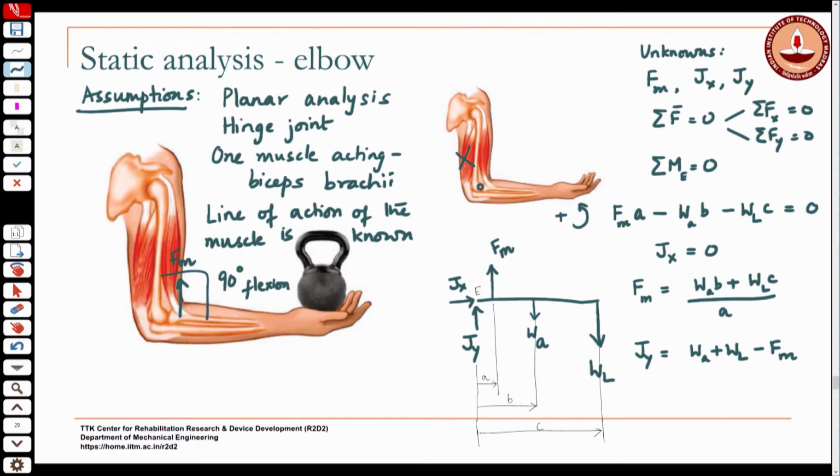So, let me now give you some values and I want you to quickly calculate. Let us say the weight of the arm is 20 newtons, which is about 2 kgs. Weight of your forearm is about 2 kgs, 20 newtons. The weight of the load that you are carrying is, so you are carrying an 8 kg, so about 80 newtons.